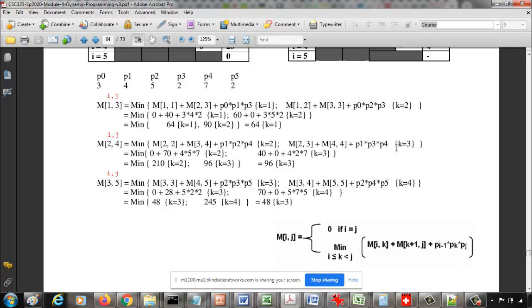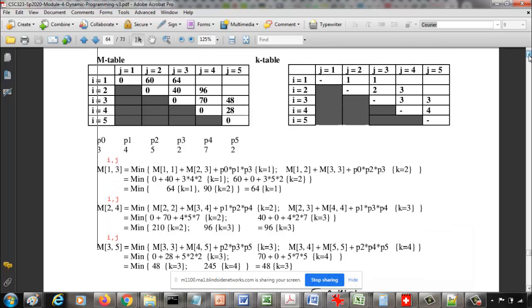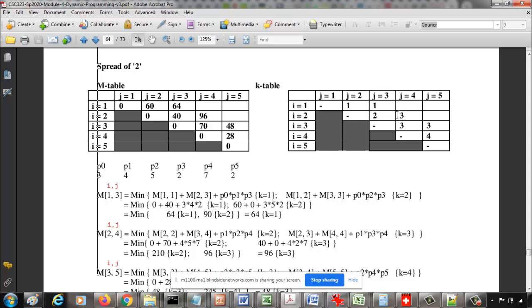So again m of 4 comma 4 is 0, but m of 2 comma 3 from the previous iteration is 40, so 40 plus 0 plus p1 times p3 times p4 is 96. So the minimum of 210 and 96 is 96, which comes from k equals 3. So you record m of 2 comma 4 as 96, and the corresponding cell k is 3.